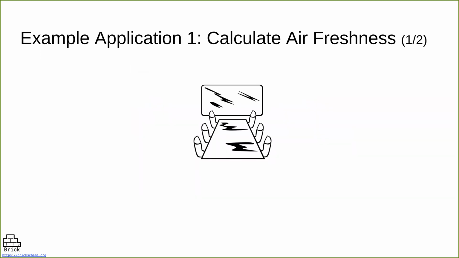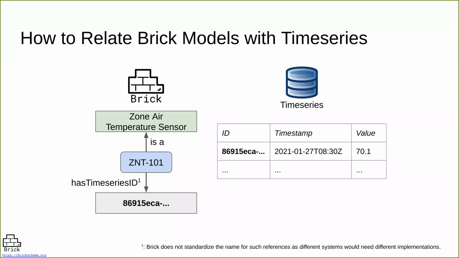So once you identify the entities you're interested in with Brick, you can check its time series ID and send a request to the time series database to get all the telemetry data with the ID in a time range of your interest. So let's see how to actually use those in the discovery process in two more specific examples.